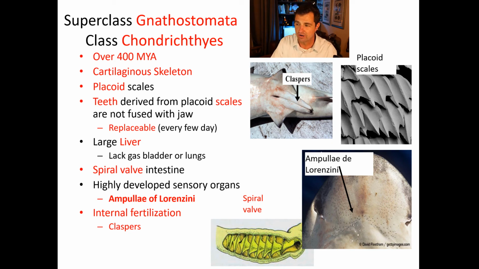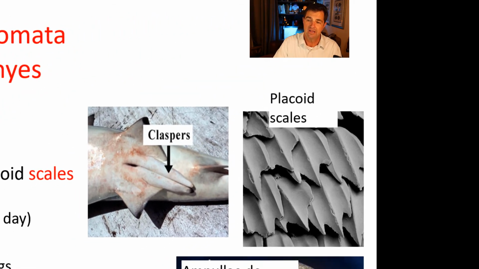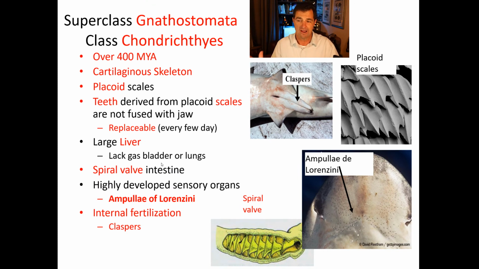They have placoid scales, which you can see in the picture here, and their teeth are derived from placoid scales, and so they're not fused with the jaw in sockets, like our teeth, and they're replaceable. So every few days or so, depending on the shark, they're actually growing new teeth that come out almost like a conveyor belt. They have a very large liver, and the bony fish we'll talk about have a gas bladder that they can adjust the pressure in. Sharks and other Chondrichthyes lack that.